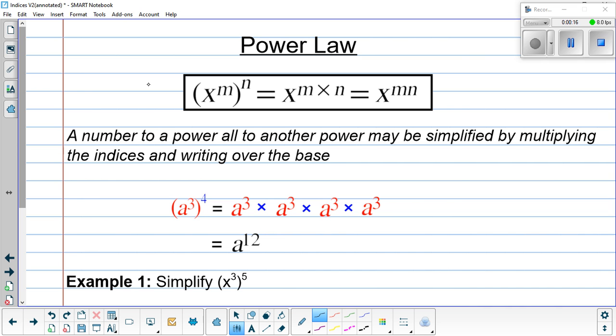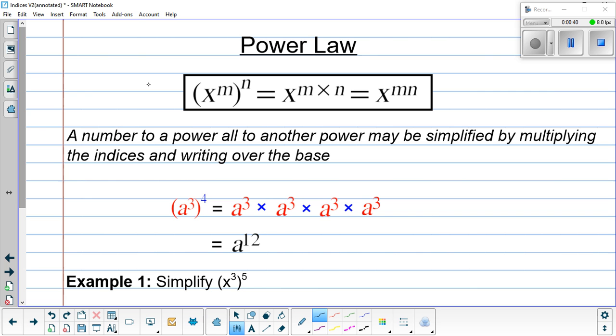If multiplication law had to do with adding, and division law had to do with subtraction, then for power law, what's our next operator that we learned growing up? Multiplication. So anytime you have a power to another power, we simply multiply the two powers together. It's probably one of the most favored ones, and the reason it happens is this.